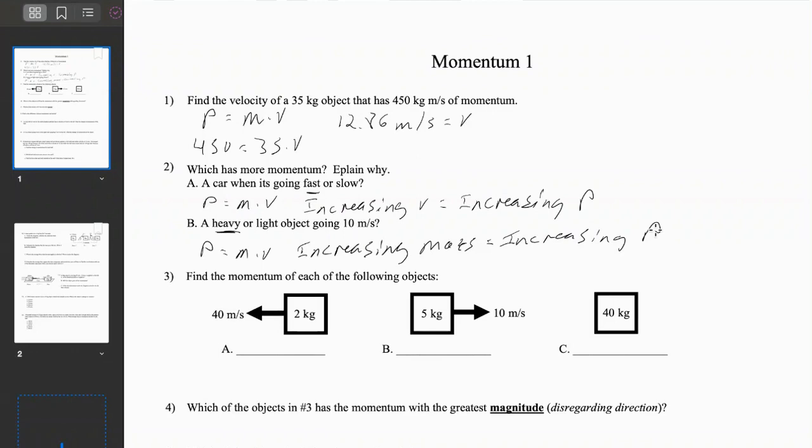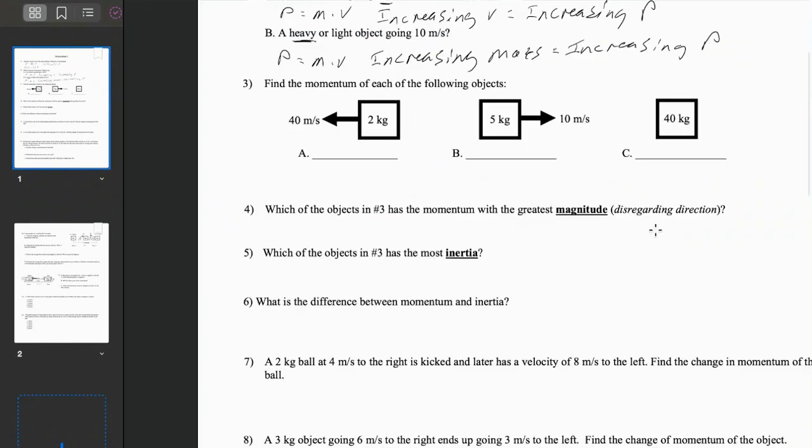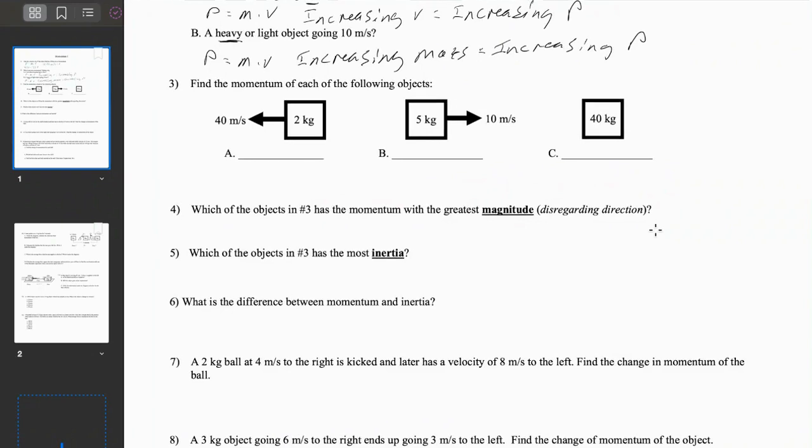Find the momentum of each of the following objects. The first object is a 2 kilogram object that is going to the left at 40 meters per second. Generally speaking, we'll call the left negative and the right positive. That way we can incorporate direction in our calculations. This would be 2 times negative 40, which is negative 80 kilogram meters per second.